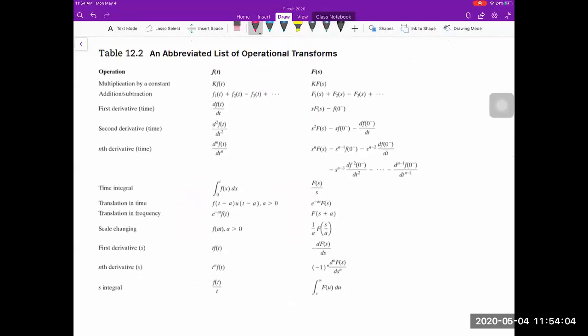The operational transformation is when you have a function f of t, and you scale it up. You multiply that function with a constant, you make it larger or make it smaller. That's what we call the multiplication. You have a combination of several different functions in time, and we want to do the Laplace transform at the same time. That will be the addition and subtraction.